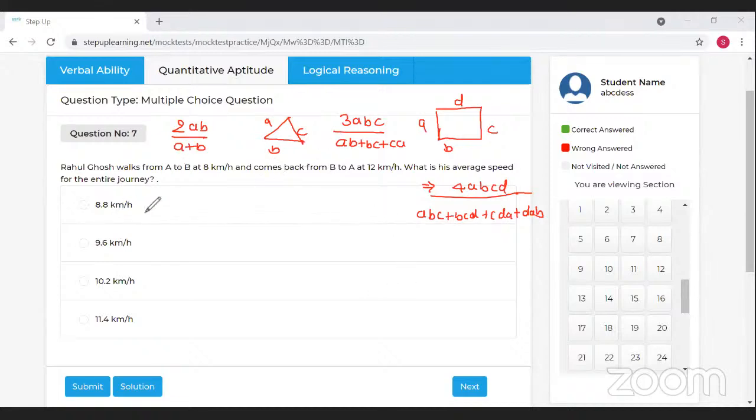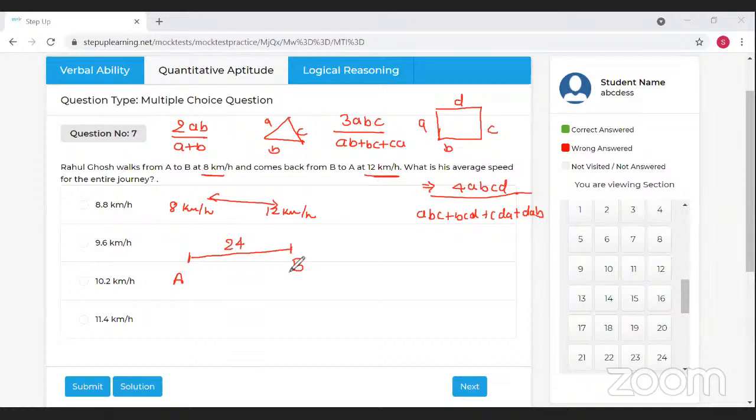Fine. So what we do is, whatever the speeds have been given, 8 and 12, take the LCM. What is the LCM of 8 and 12? 24, right? So we'll assume that 24 kilometers is the distance between A and B.